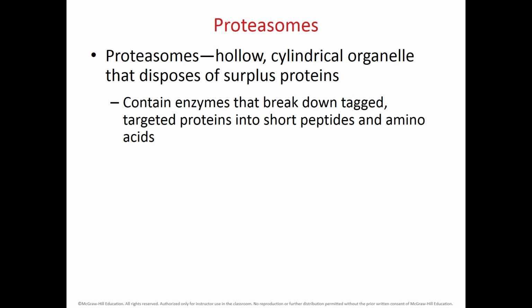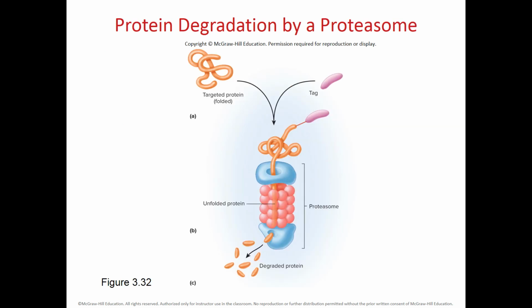Now, proteasomes are hollow cylindrical organelles that can destroy surplus proteins or proteins that are misfolded or non-functional. So they will have enzymes that can break down proteins that were tagged for destruction. And then you produce short peptides and amino acids that can be recycled to make new proteins. So this is what happens with the proteasomes.